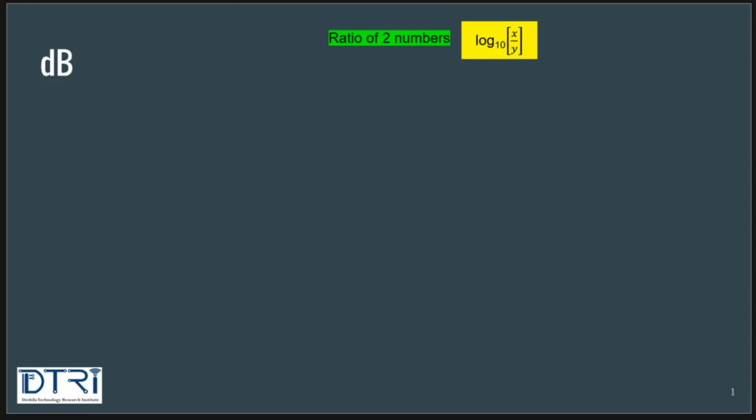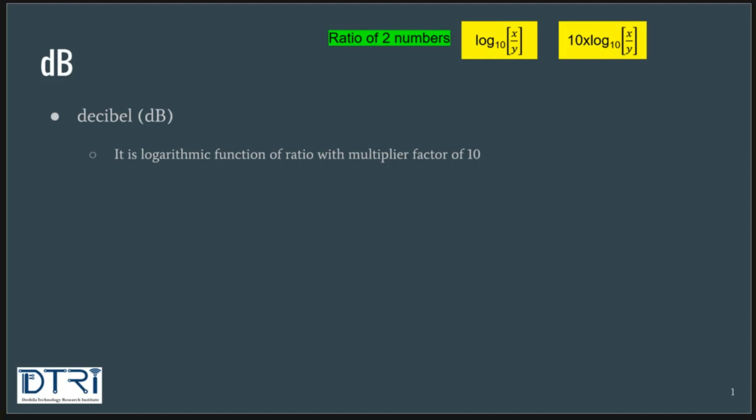While the Bel was originally used, over time the working unit that became popular is the decibel. So decibel means 1/10. To compensate for that, we introduce 10 as a multiplication factor in the logarithmic equation. Note how dB is written with d as a small letter and B as a capital letter.